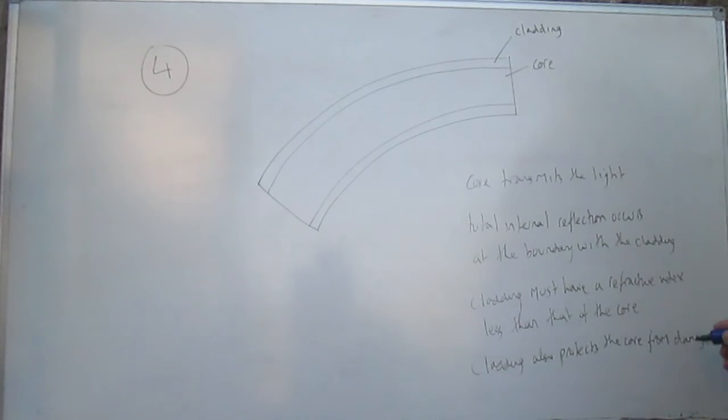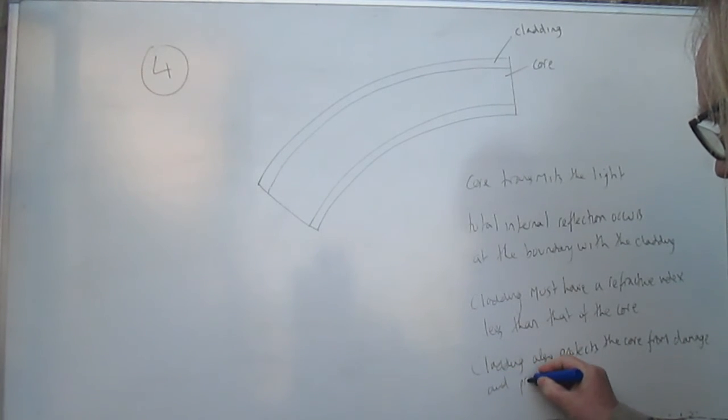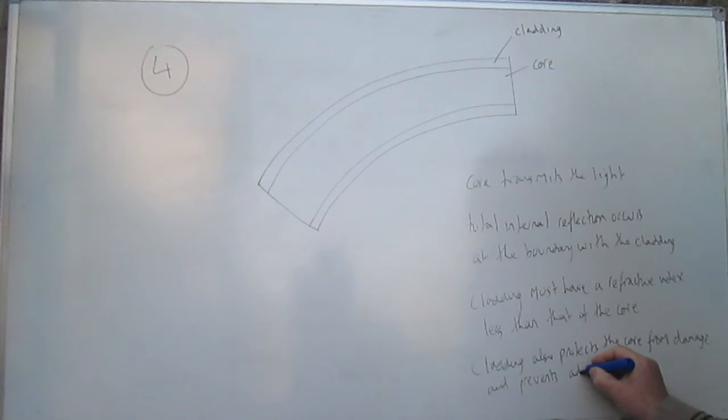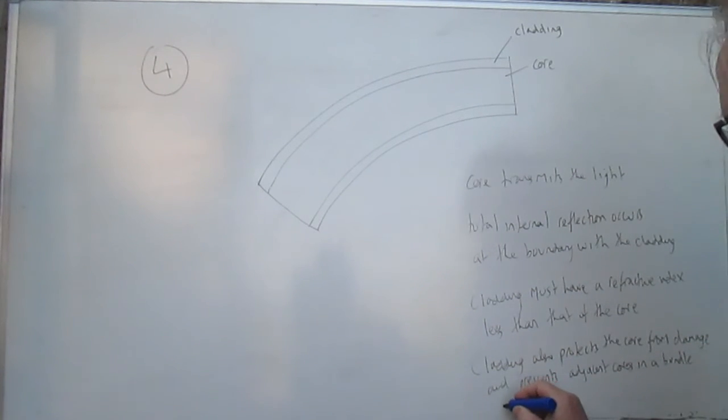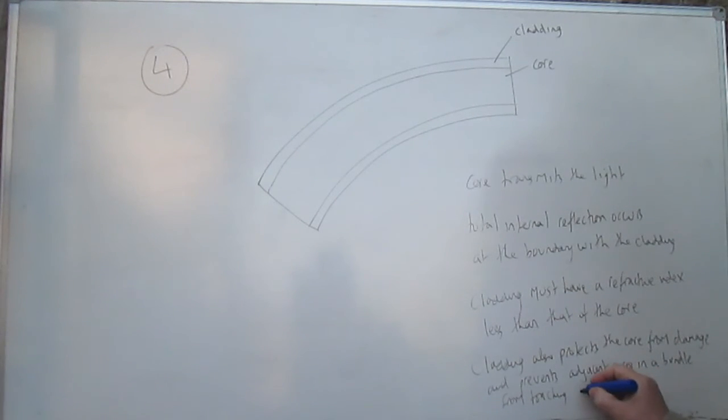Because that's obviously very important, because if you've got cracks and stuff in that material, that's obviously going to interfere with the transmission of the light. It also prevents adjacent cores in a bundle from touching, because fibre optics are usually used in bundles. Because if they did, then obviously light wouldn't be totally internally reflected, because the cores would be of the same material, so the light could just pass from one to another. So it prevents adjacent cores in a bundle from touching, which would allow light to leak between them.